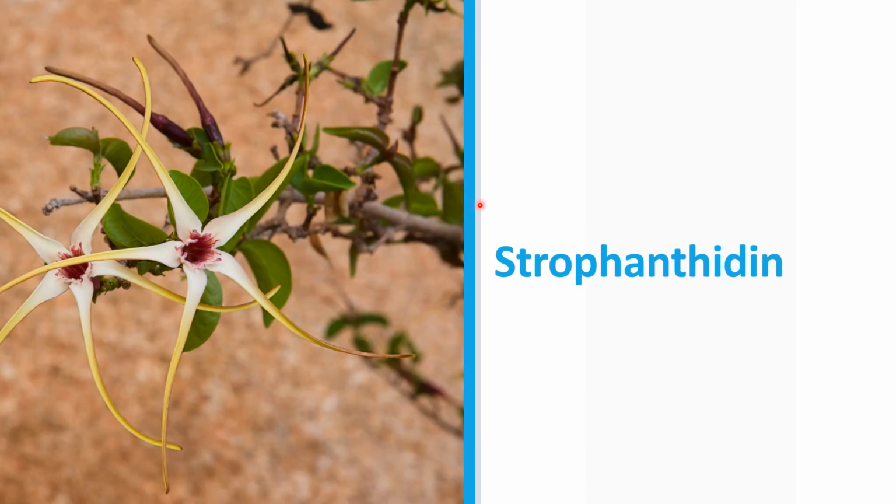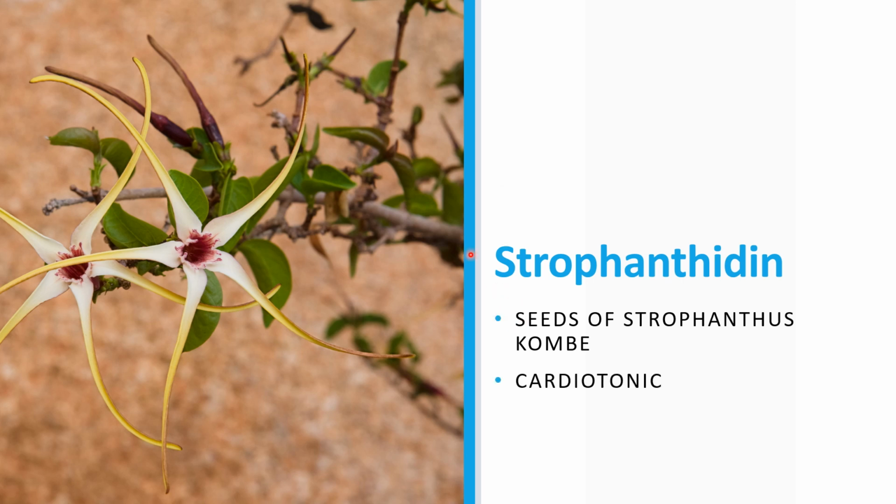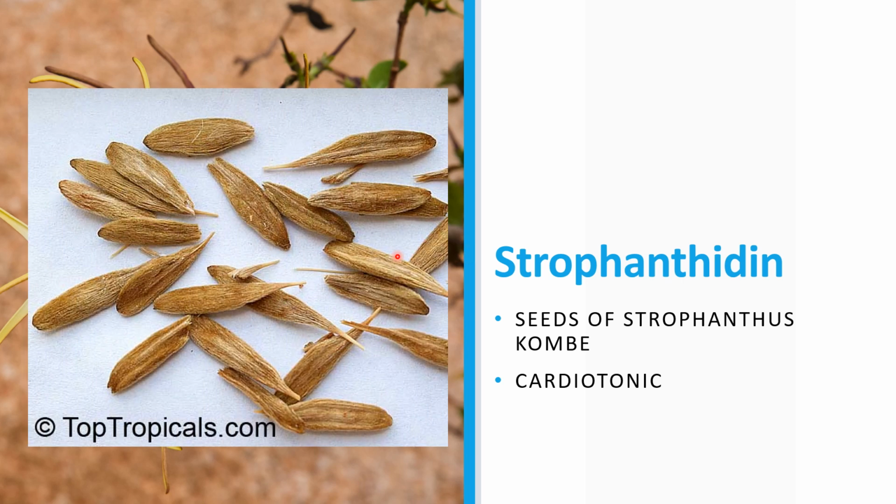Another glycoside is the strophanthidin. Strophanthidin is a cardiac glycoside derived from the seeds of Strophanthus kombe. It is also considered to be a cardiotonic. Strophanthidin is a cardiac glycoside whose mechanism of action is similar to Digitalis, ouabain, and digitoxin.